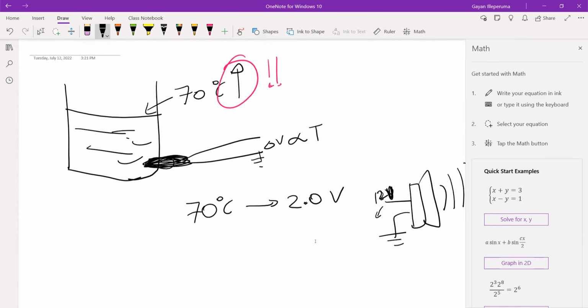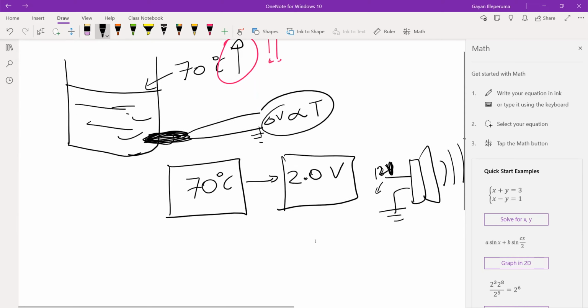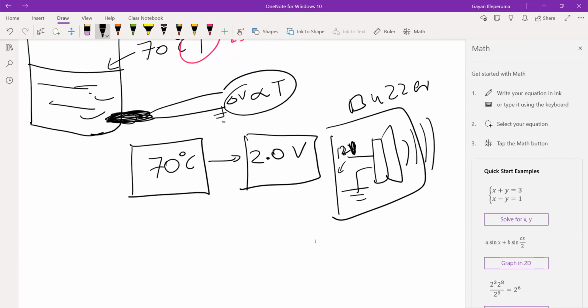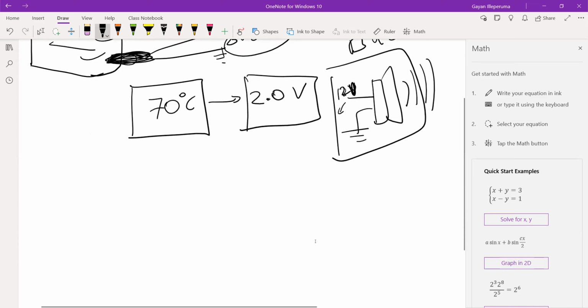You have a thermocouple which outputs a voltage proportional to the temperature. Right? So as the temperature increases, the voltage also increases. I should have written it the other way around. So your critical temperature is 70 Celsius. At that critical temperature, the thermocouple output is 2 volts. And your output device is this kind of buzzer. I want you to design a circuit for this.